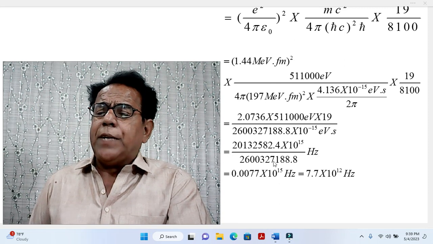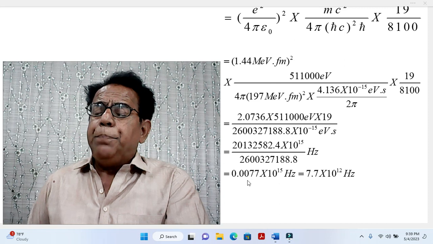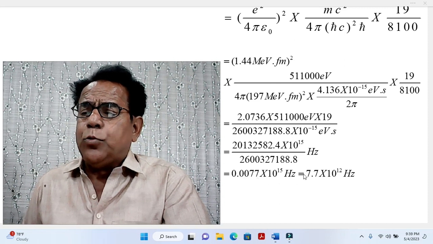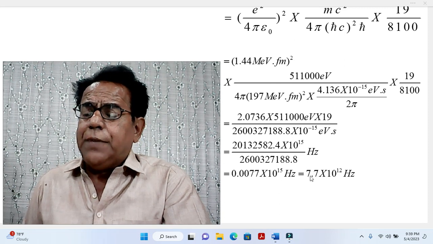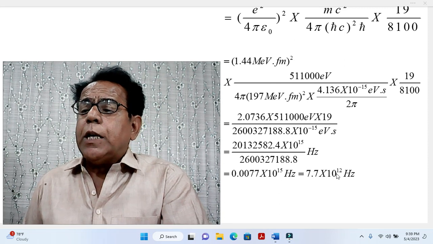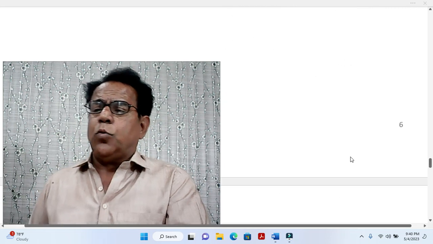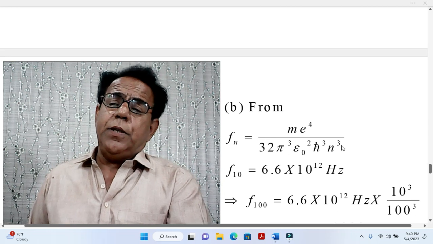Further simplification gives this result, and further simplification gives this result. Because when we convert 0.0077 into 7.7, then this 10 to power 15 will be converted to 10 to power 12 hertz. Okay, this is solved. Part A has been solved successfully.